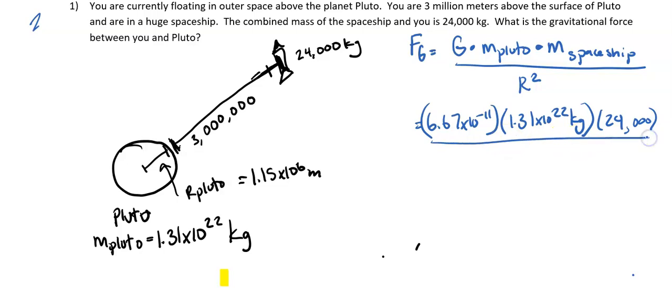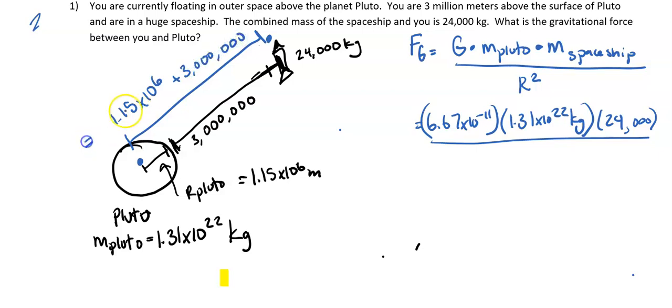The radius or the distance between them. Okay, so let's look at our picture again. We need the center to center distance, which is going to be this whole thing. I want you to think about, what do we do to find the total? Oh, cool. The total is going to be the sum of those. So it's 1.15 times 10 to the 6 plus 3 million, which is essentially 3 times 10 to the 6, and that is 4.15 times 10 to the 6. Cool. So now we can plug that in.